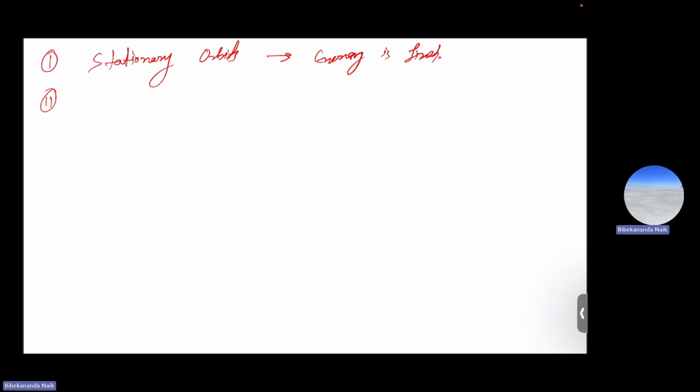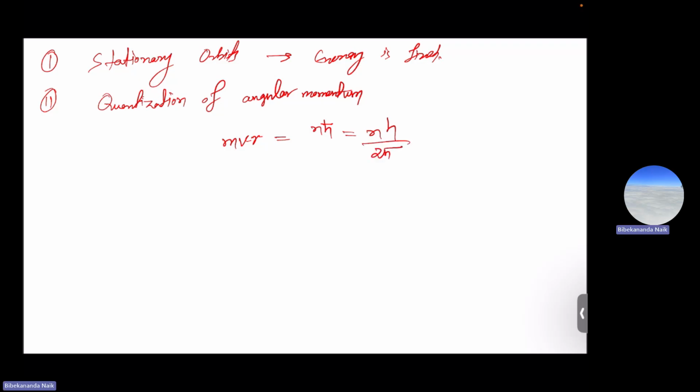Then Bohr also gave a postulate related to the quantization of angular momentum, which says that angular momentum, mvr, is equal to nh cross, or nh by 2 pi, where n is 1, 2, 3. So the angular momentum of an electron in an orbit is quantized.